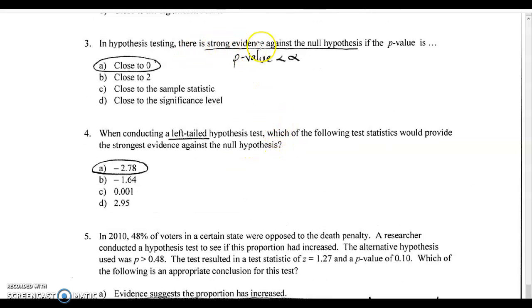Now, if there is strong evidence against the null, our test statistic will be a long way from the middle. So the p-value itself is going to be close to 0, because the p-value is the probability of getting the test statistic that you got, or one more extreme, the area in the tail. So if there's strong evidence against the null, in other words to support the alternative, the p-value is going to be close to 0, so it'll be less than alpha.